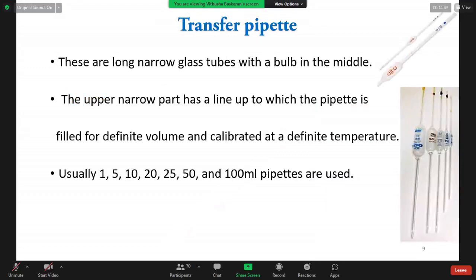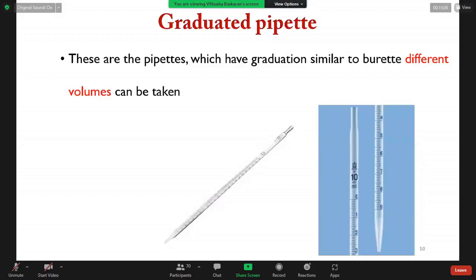And if you observe the appearance in the transfer pipette, you can find a bulb in the middle. Okay, you can find a bulb in the middle part. And transfer pipette also comes in several capacities like 50, 100, 25, like that. You can see transfer pipettes in several capacities. And in the graduated pipette, you can take different volumes.